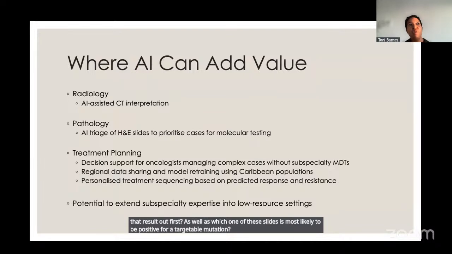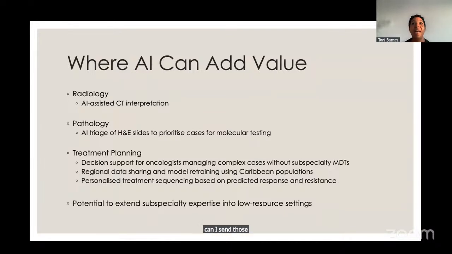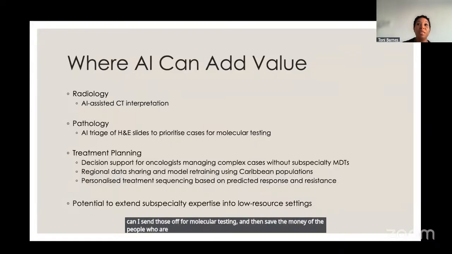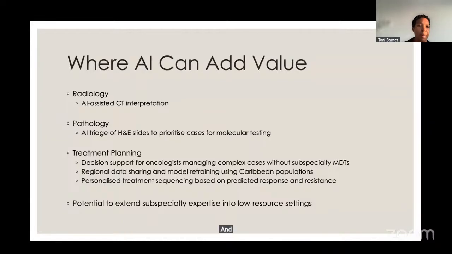Can I send those off for molecular testing and then save the money of the people who are most likely not to have a targetable mutation? And then AI can assist with treatment planning.